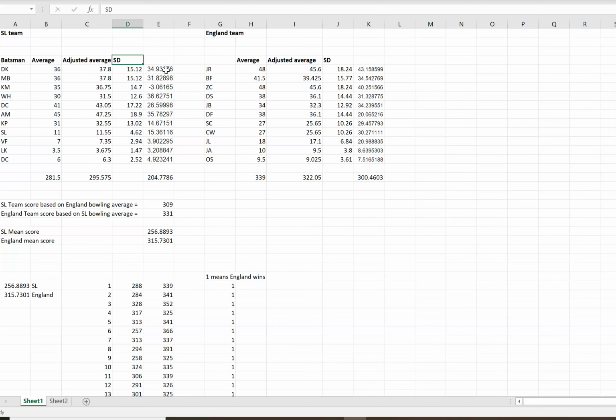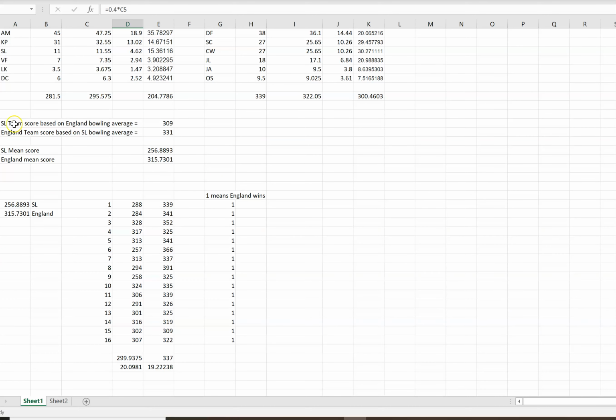We could put F9, and then this equation would give you the normalized value based on this standard deviation and the average. So similarly, I could do the same thing for the England team, Joe Root and all these people here. And you could get the batting average, and then I found the SL team score based on England bowling average and England team score based on SL bowling average. So you could get the mean score here.